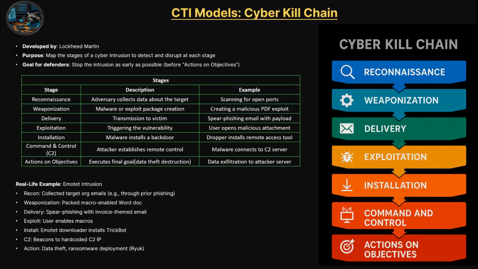So the very first thing that we did was recon, collected target original emails, for example through prior phishing. Weaponization, packed macro-enabled Word doc. We did it on a macro-enabled Excel file, which was completely hidden and which was not getting detected by any EDR solution. Then delivery, spear phishing via invoice-themed email. Exploit, user enables macros. Install, Emotet downloaders install TrickBot. Then we have C2, beacons to hard-coded C2 IP. And what are the actions? Data theft, ransomware deployment, for example, Ryuk.